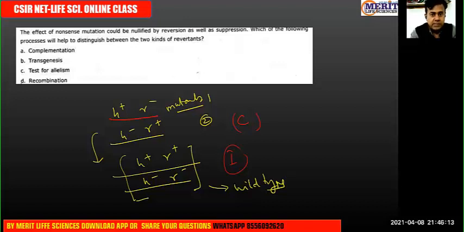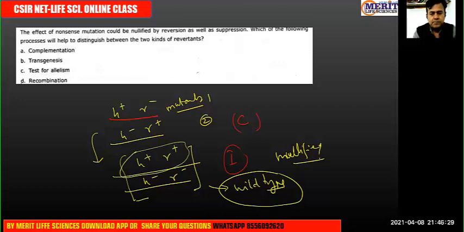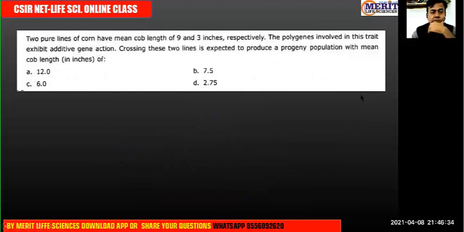Nonsense mutation could be nullified, right? So here mutants are there and the effect is nullified because both the genes are present here. Now solve this question. This is a beautiful example of what I was talking about. Now they are focusing on the statistical part. Now read that question. Akshika, you should also speak out something.